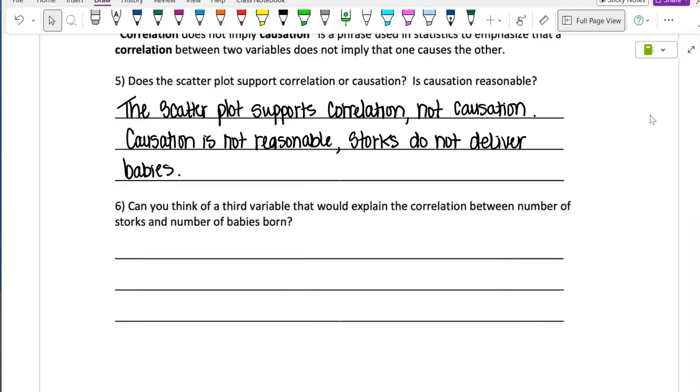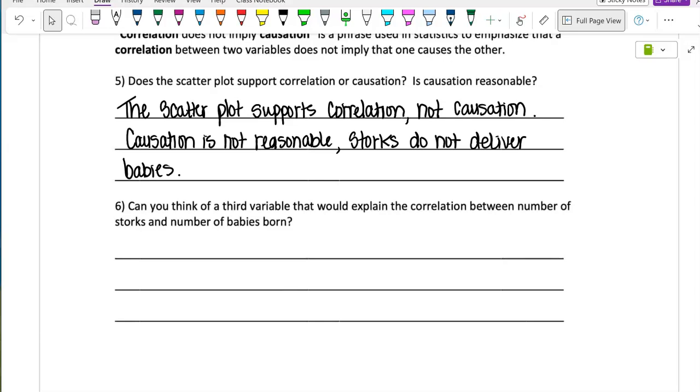and number of babies born? This is where I'm going to give you a minute. Go back and read what's at the top of the graph. When did they gather this information? And I want you to talk about it in your groups. Is there a third variable that could be causing both of these? So I'm going to give you a moment to talk about it.